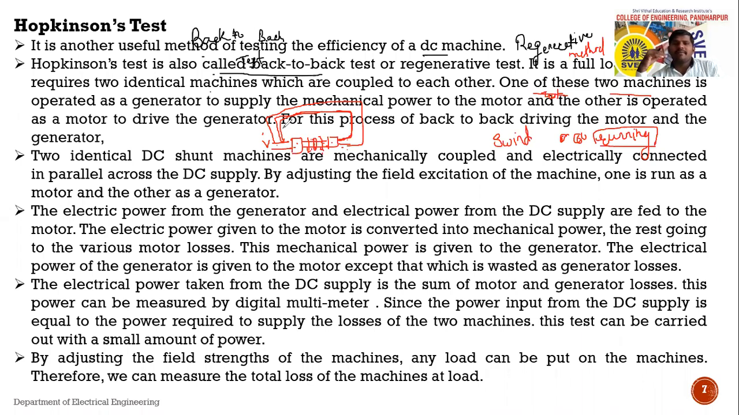Suppose the generator is running on the output power developed by the motor, and the motor is running on the output power developed by the generator. So that we can call it back to back. Why is it called back to back? That means the output of the generator is fed back as an input to the top motor. So that we can call it a back to back test.